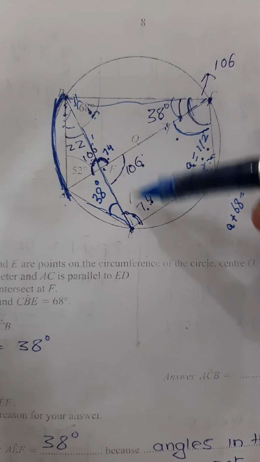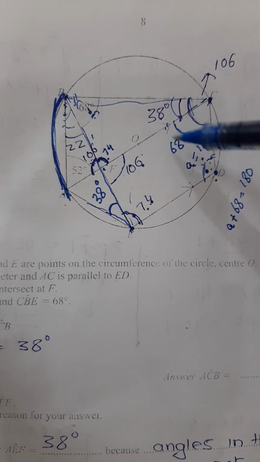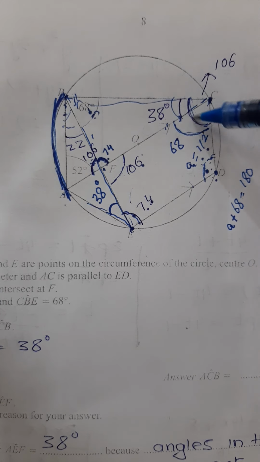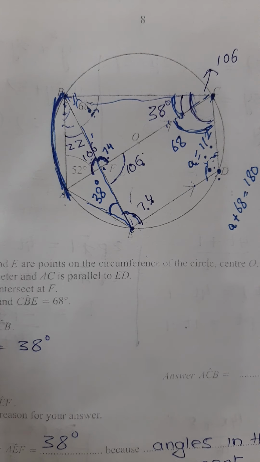When you subtract all these three from 360, you will get 68. Then 68 plus 38, as we need to find this complete angle, will give you 106. So this is the solution for this part.